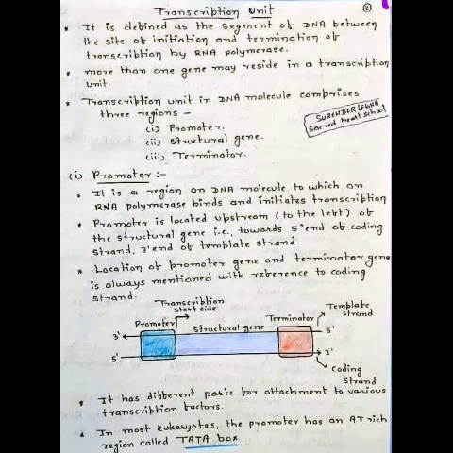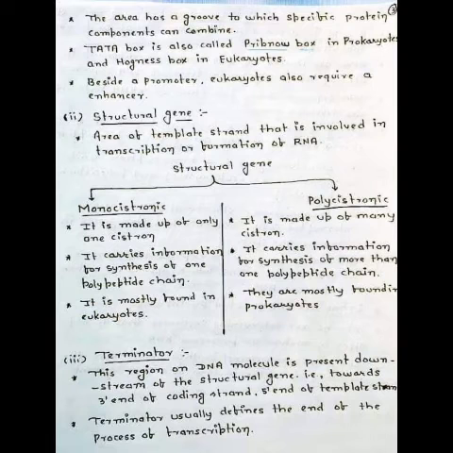It has different parts for attachment of various transcription factors. In most eukaryotes the promoter has an AT-rich region which is known as the TATA box, thymine adenine box. Next, the area has a groove onto which specific protein components can combine. This TATA box is known as the Pribnow box in prokaryotes and the Hogness box in eukaryotes. This point is very important, right? Besides the promoter, eukaryotes also require an enhancer, which increases the activity, right?